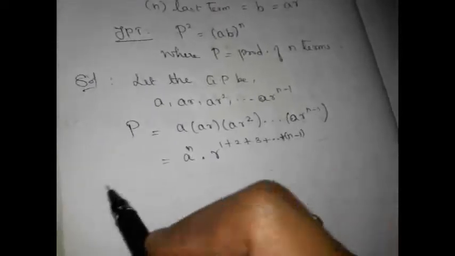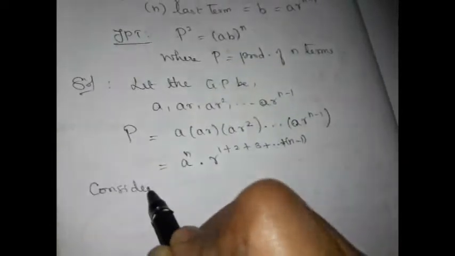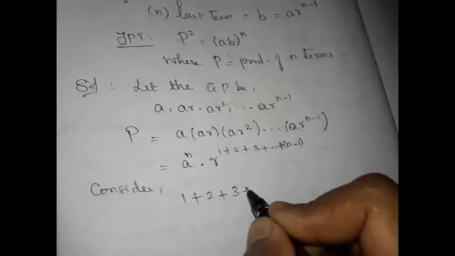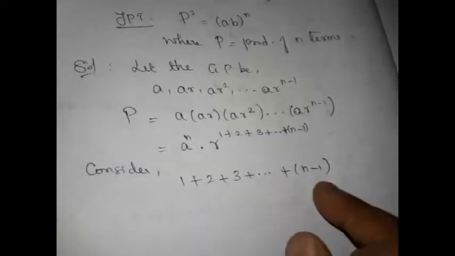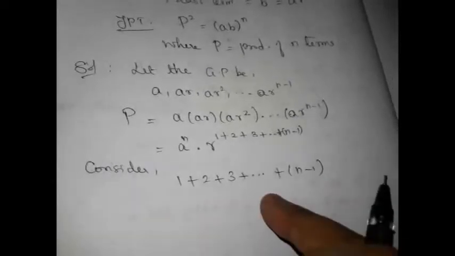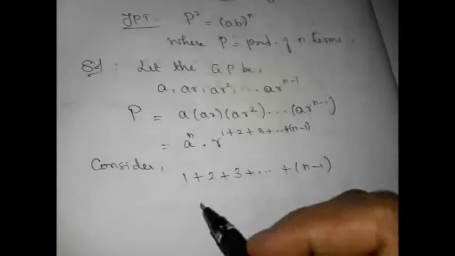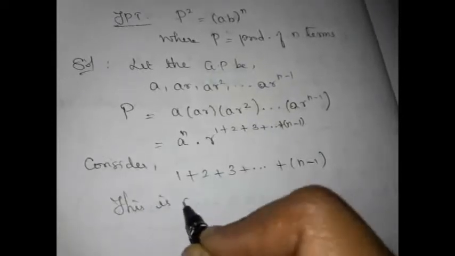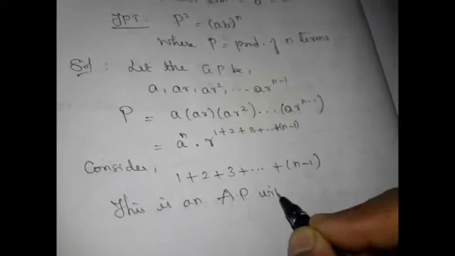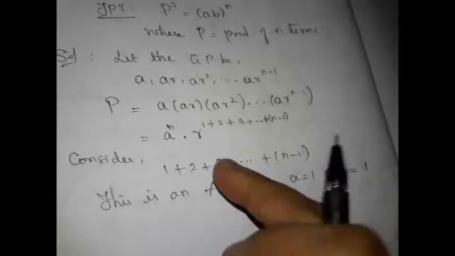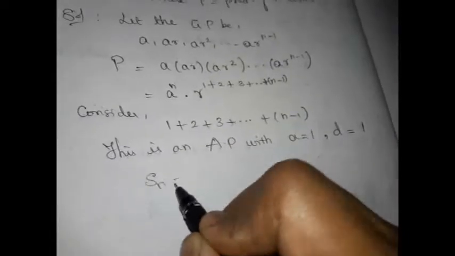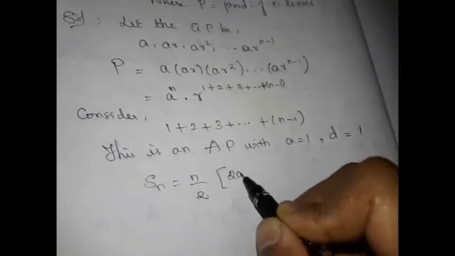So let us consider 1 plus 2 plus 3, etc., up to n minus 1. We need to find the sum of these. How can we find this? If we look at this properly, this is in AP, right? The common difference is 1. So we can write this is an AP with first term as 1. The common difference is going to be 1, second term minus first term. Hope you remember the formulas involved. Sn is, what is the formula? n by 2 into 2a plus (n minus 1) times d is the Sn formula.